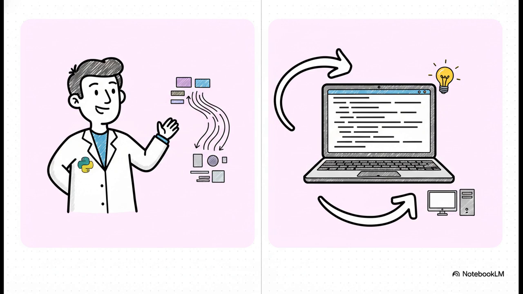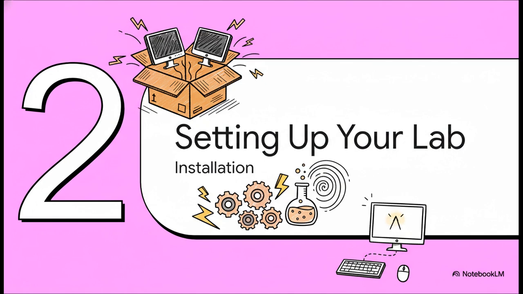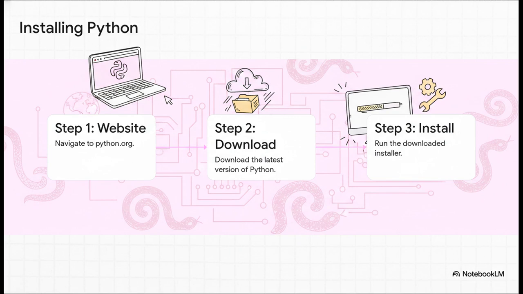Pretty handy. All right, we know what our tools are. Now it's time for the fun part, getting them installed and prepping the lab for our very first experiment. Let's get this whole setup put together. First on the list is Python, which is basically the brains of our entire operation. Getting it installed is a really simple three-step process. You're just going to head over to the official website, python.org, and grab the latest version. Once it's downloaded, go ahead and run that and install it.